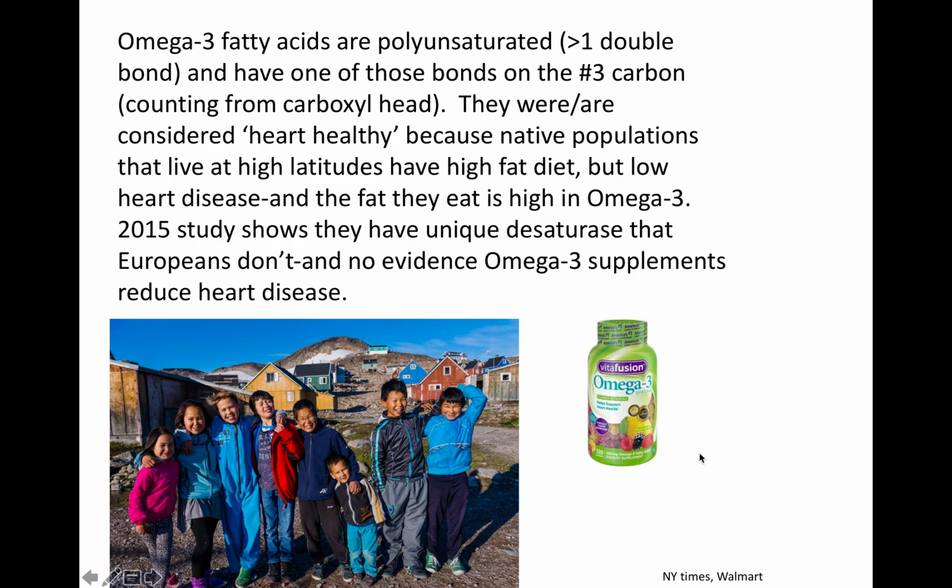They're considered heart healthy, and the reason for that was that native populations that live at high latitudes, like the Eskimos that live in Greenland, have a high-fat diet in that they're eating animals that live at cold body temperature. Cold body temperature animals have a lot of fat, and there are also not a lot of vegetables around to eat. So they have a very high-fat diet, which you normally think of as bad in terms of accumulating lipids in your arteries. But these populations have very low incidence of heart disease.